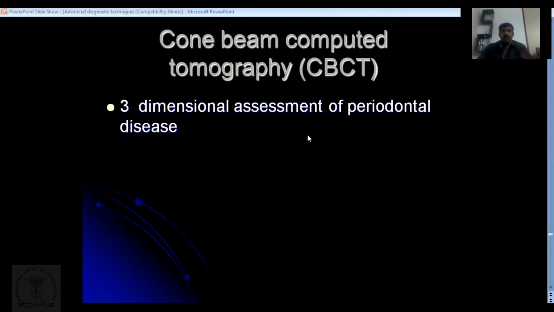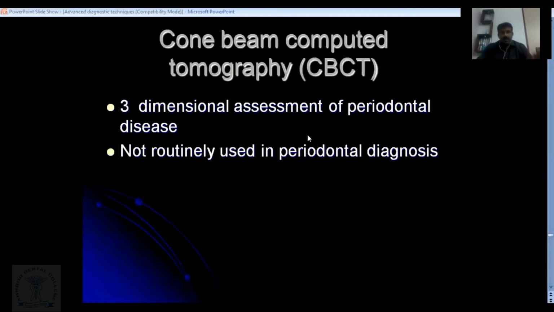But do we use it in routine periodontal diagnosis? No. This is not routinely used in periodontal diagnosis. One of the reasons is that the exposure to the patient is very high. So only in cases where it is very much indicated, you prescribe a CBCT. Otherwise, you don't prescribe a CBCT. You go for your conventional radiographs only.